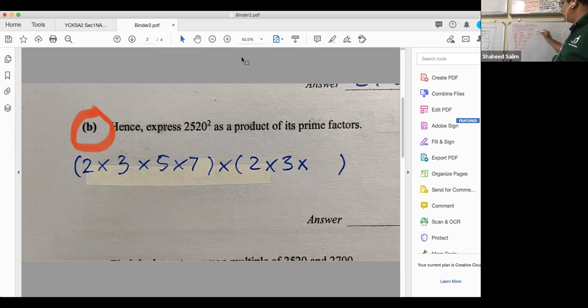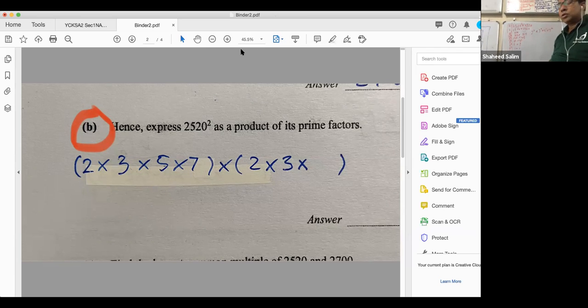So you get 2 to the power 6 times 3 to the power 2, 3 to the power 2 is 3 to the power 4. Right? And the last one is 5 to the power 2 times 7 to the power 2. So this is the product of its prime factors. Are you okay?